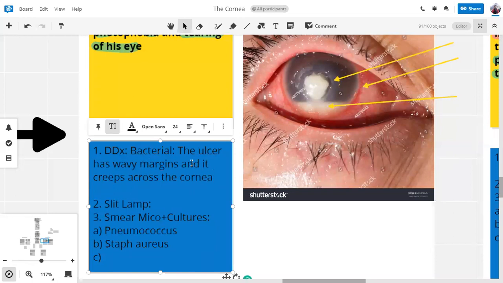This statement, the presence of wavy margins and the creeping across the cornea, has led to another term being used for severe bacterial corneal ulcers. Bacterial corneal ulcer के नाम से दिया हो तो आपको ये term जरूर दी गई हो. And that term is, does anyone know what that term is?